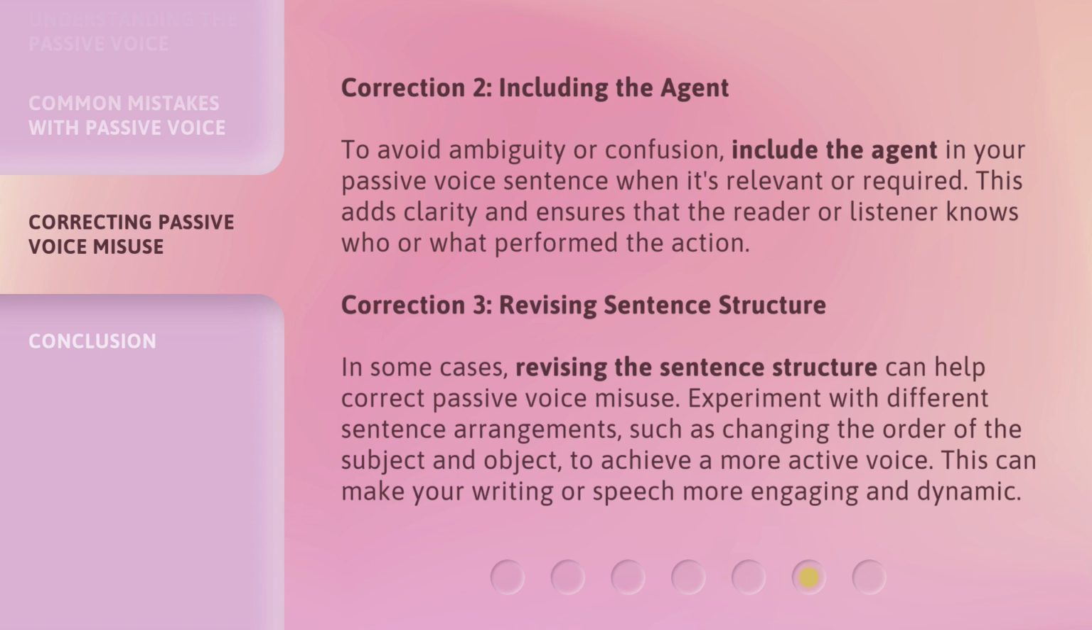Correction 3. Revising sentence structure. In some cases, revising the sentence structure can help correct passive voice misuse. Experiment with different sentence arrangements, such as changing the order of the subject and object, to achieve a more active voice. This can make your writing or speech more engaging and dynamic.